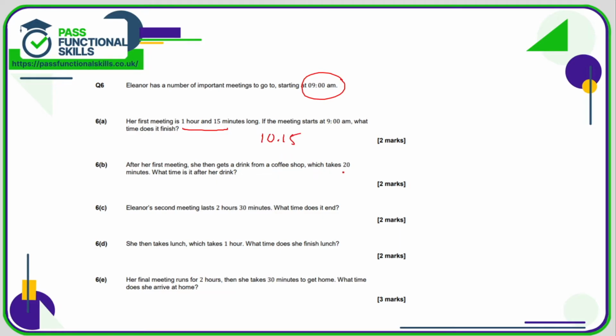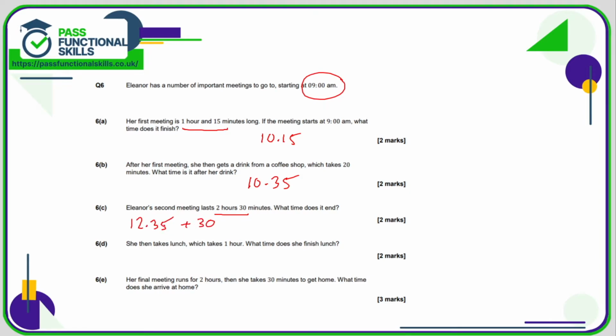Then she has a drink which takes 20 minutes, so we need to add 20 minutes onto 10:15. Well, 20 plus 15 is 35, so that will be 10:35. The next meeting is 2.5 hours long, or 2 hours 30 minutes. So if I add on the 2 hours first of all, that will take me up to 12:35, and now I need to add the 30 minutes.